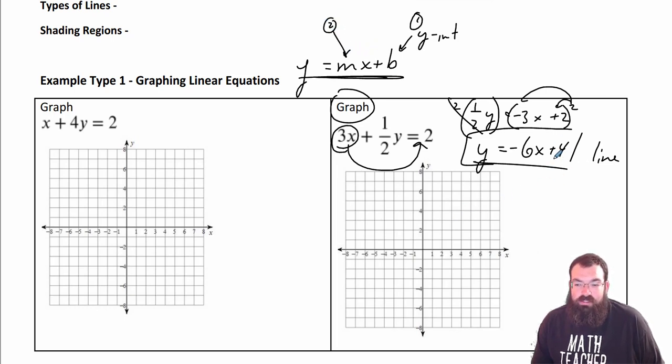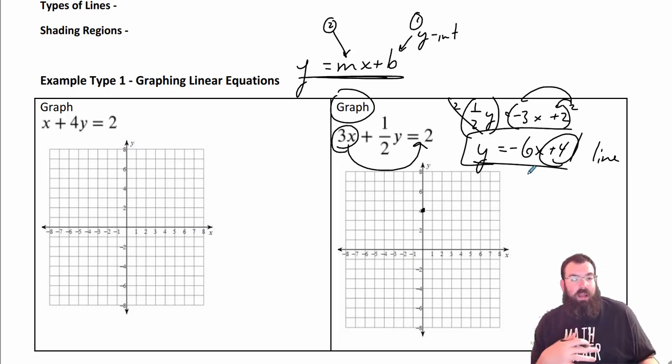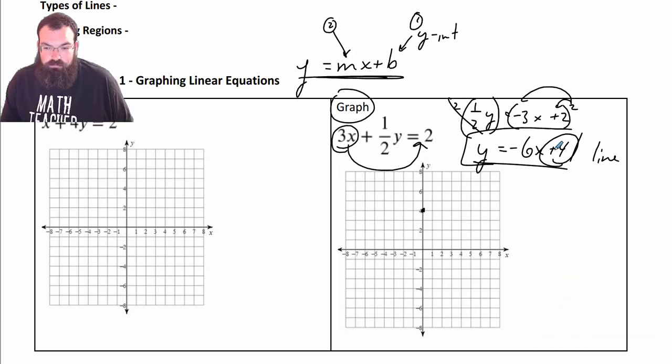So I start at the y-intercept, which is 4. I'm going to put a dot. Our slope is 6. So here's kind of what, if we remember, great. If we don't, then I'm going to put some little notes down for you.